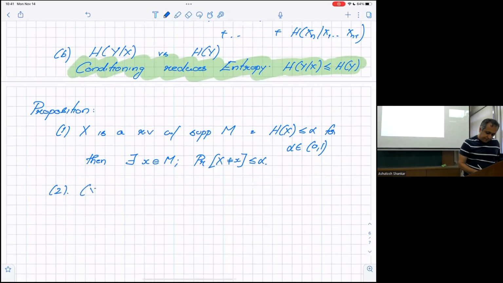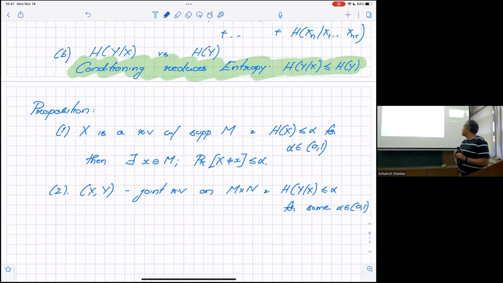There are X, Y, joint random variables on M cross N, and H of Y given X is less than or equal to alpha for some alpha in [0, 1]. So what does this tell you? That means once I give you X, the entropy in Y is limited. In other words, you can say that for every choice of X, there is a most likely value for Y that I can predict. That tells you that just X.